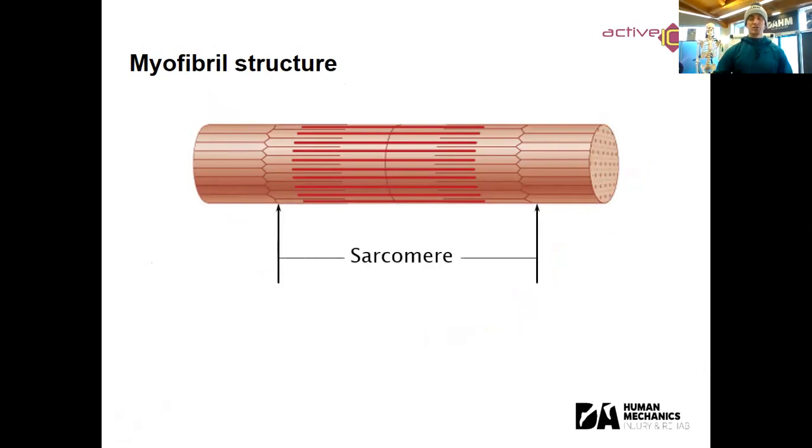So these myofibrils sit within the muscle fibers. And your myofibrils, imagine your straw, and then split your straw into threes or fours. And each one of these sections is what's called a sarcomere. So a sarcomere is a section that makes up a myofibril.